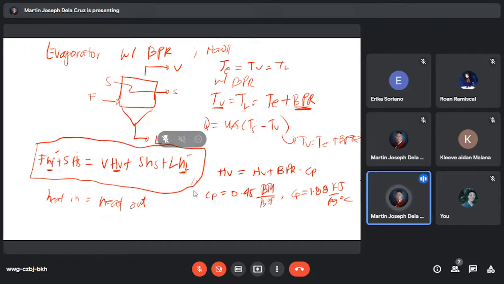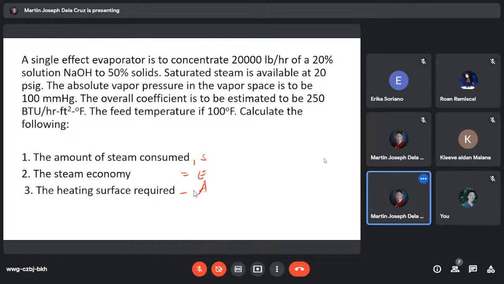So you take note class na HV, or gawin na lang natin H prime V, para hindi kayo malito. So H prime V is equal to your HV plus BPR times your CP class. Okay? So to get your HV class, kailangan natin muna yung temperature class. Okay?